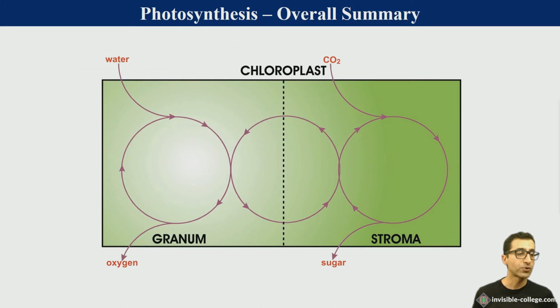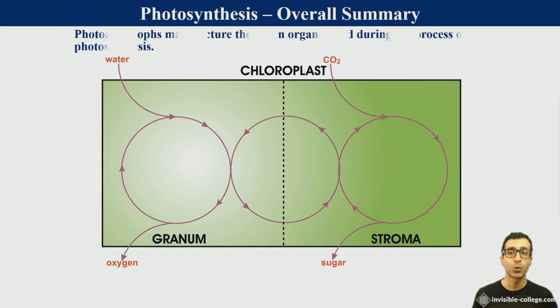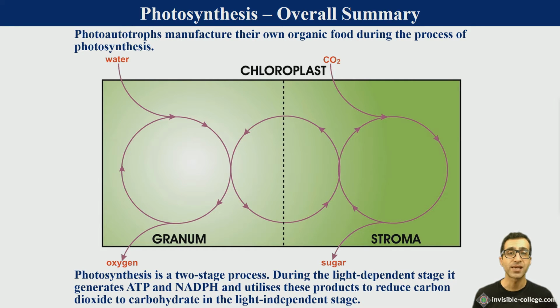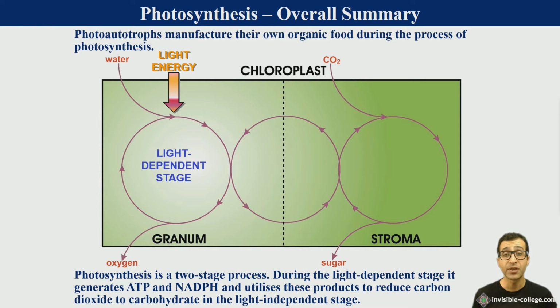So we can summarize photosynthesis overall by saying that photoautotrophs which make use of photosynthesis will do so by essentially undergoing a two-step biochemical process. During the light-dependent stage, it generates ATP and NADPH, and then utilizes those products to reduce carbon dioxide to carbohydrates in the light-independent stage. So the two stages, even though they occur under different light conditions, are linked to each other. They are dependent upon each other, as we can see here in this diagram.